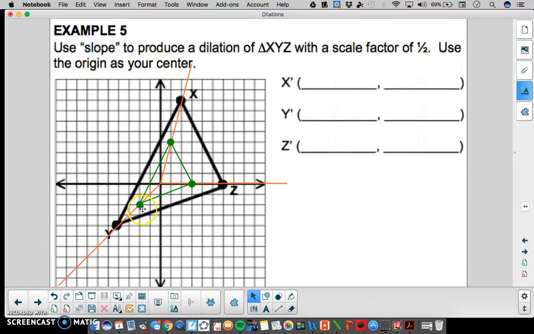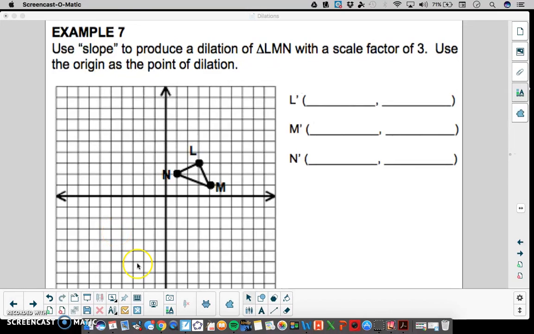And notice I get my new triangle where each of those side lengths will be half as long as my original triangle. And my X prime is at 1, 4. Y prime is at -2, -2. And Z prime is at 3, 0. I want you to try this example.